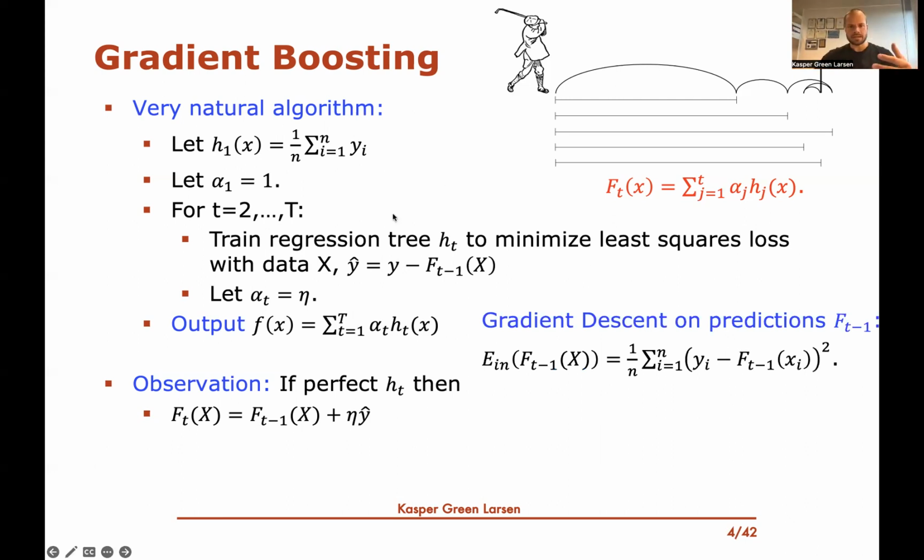So with this least squared loss, we have the in-sample error. We can think of the in-sample error as a function of the current predictions, like the prediction that we make in iteration t minus 1. And if we do so, the formula would look like this.